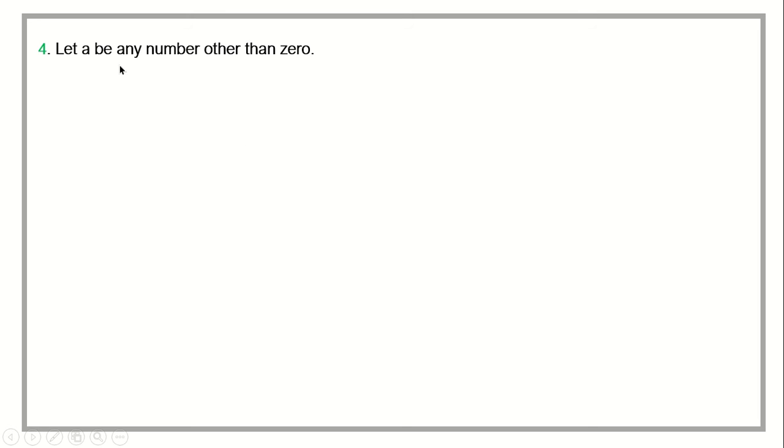Let A be any number other than 0. So then, A to the power of negative 3 divided by A to the power of negative 6. So we write this as a fraction. That will be 1 out of A times A times A divided by this one as a fraction, 1 out of A times A times A times A times A times A.